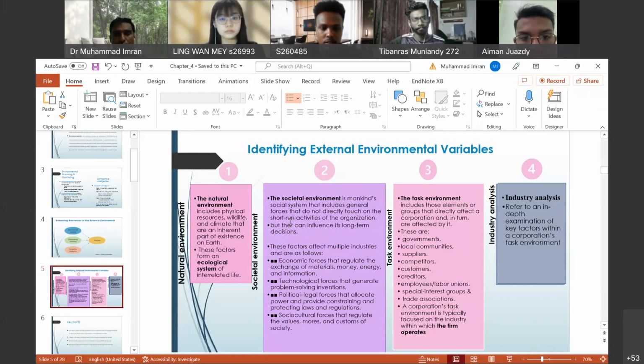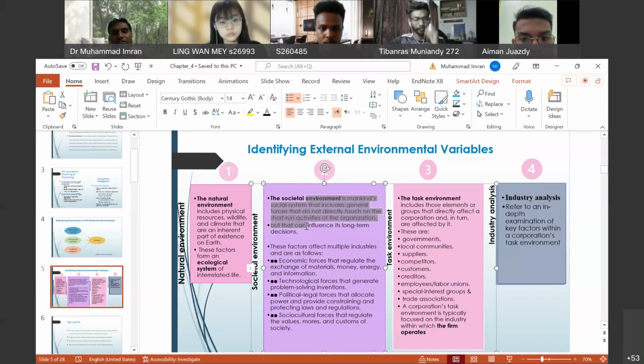They wrote here also, you can read here. The societal environment includes general forces that do not directly touch on the short-run activity of the organization, but that can influence its long-term activities. Basically, the societal environment is divided into four further parts. First, economic forces. See this one, I can highlight. And technological forces. In the next slide, we will have a detailed discussion about these factors. Don't worry, for the time being, just have a look.